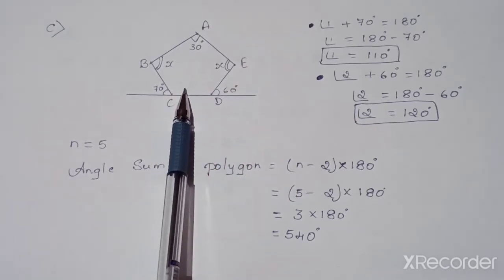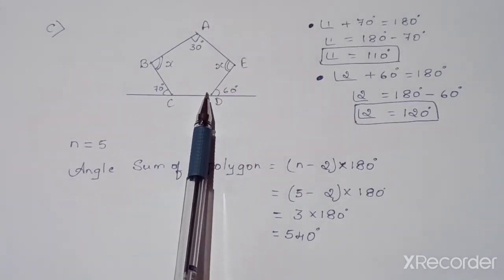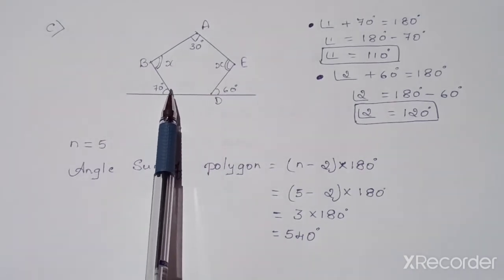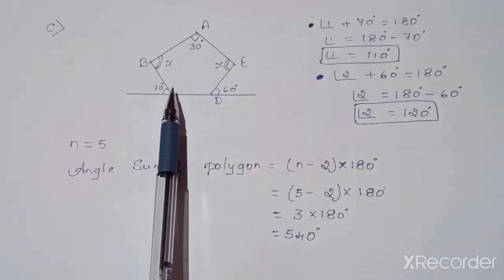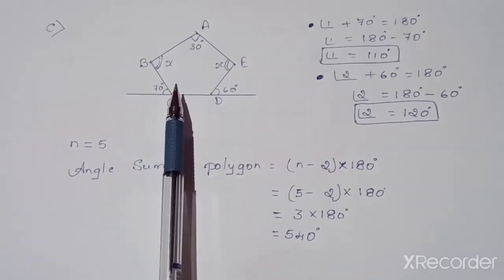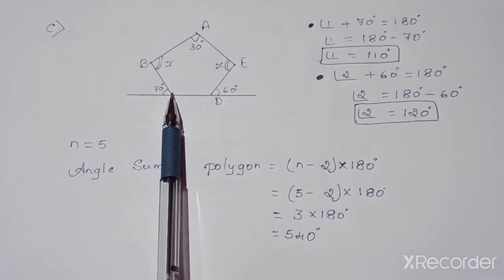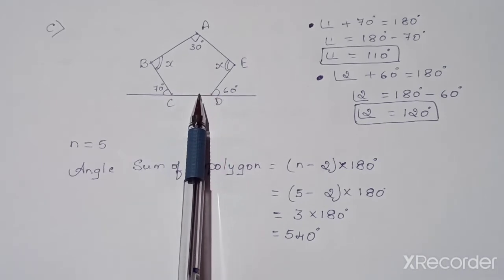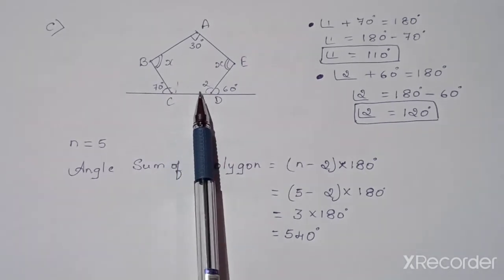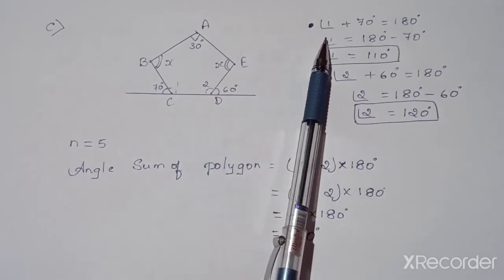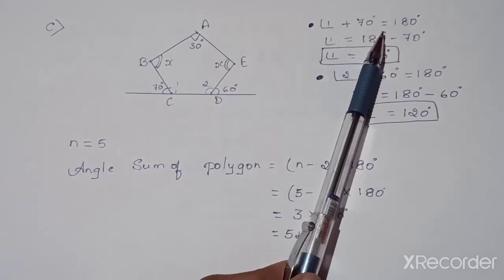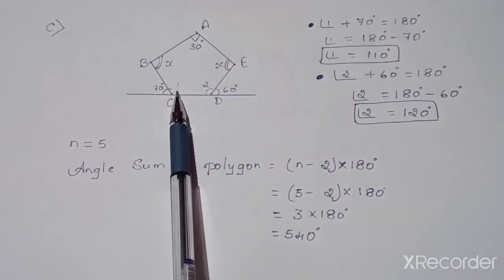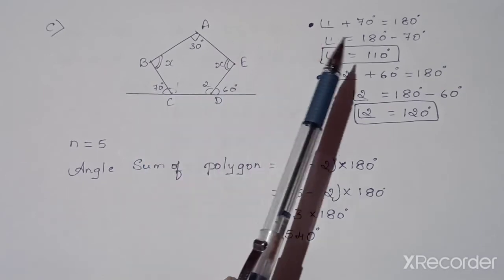Next, angle C and angle D. We cannot find any interior angle here. They have given the exterior angle. Exterior means outside. So, we need to find the interior angle. How to find it? Let us consider this as angle 1 and this one as angle 2. Angle 1 plus 70 degree is equal to 180 degree, because this is a linear pair.